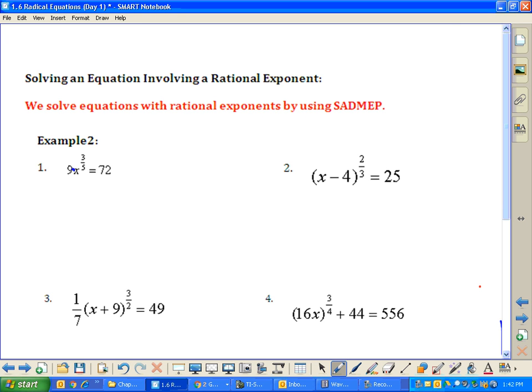Yeah, it's right in there. Do you see it? 9 times x to the 3/5. This means I can get rid of the multiplication by 9 by dividing both sides by 9. So what I have now is x to the 3/5 equals 72 divided by 9, which is 8.